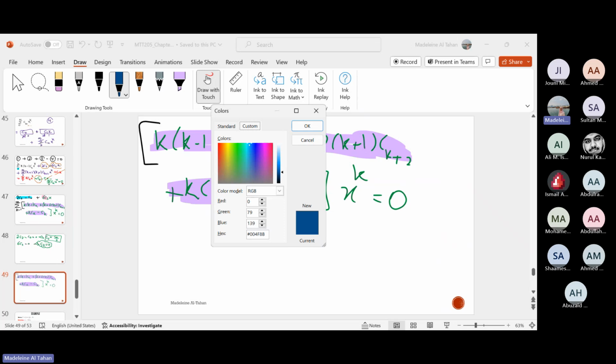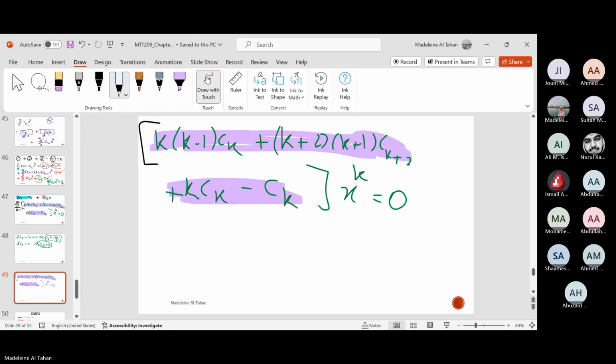How can I get the white color, miss? Okay. So the coefficient is 0 now. Okay?